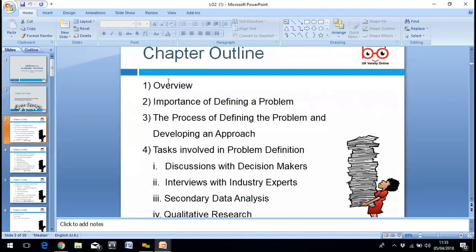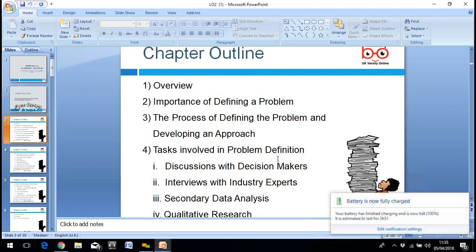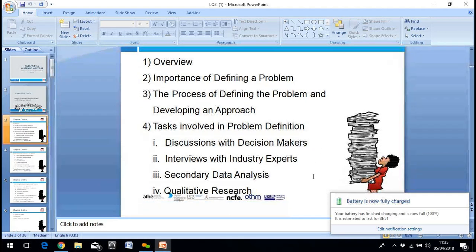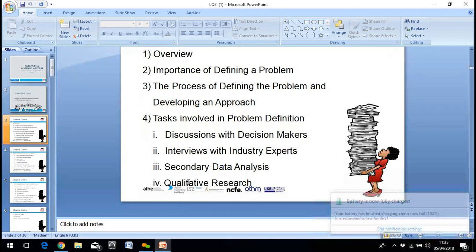The overview we did on Monday. So the importance of defining a problem, the process of defining a problem, and developing an approach to it. The tasks involved in problem definition: discussions with decision makers, interviews with industry experts, secondary data. I mentioned secondary data on Monday. Will clear it again, and what qualitative research is. So those are what we're going to look at today.